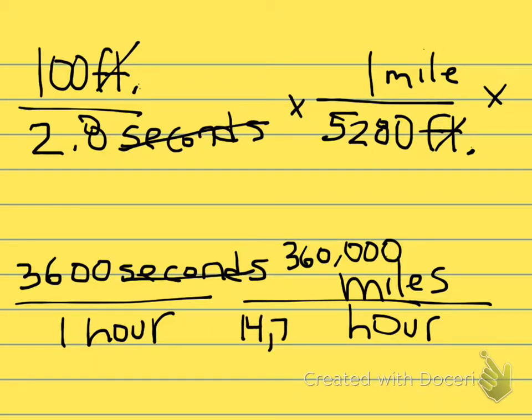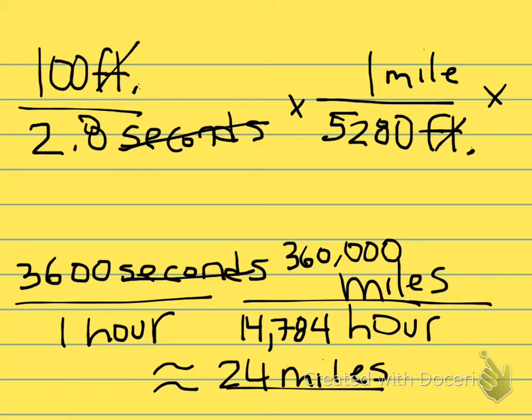And that's 14,784. Now it wanted us to round, I believe, to the nearest whole number, so I'm going to divide 360,000 by 14,784, which gives me about 24.35. So I would say that's about 24, and that would be 24 miles per hour.